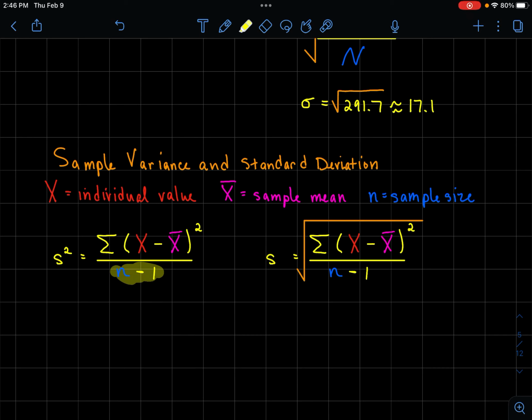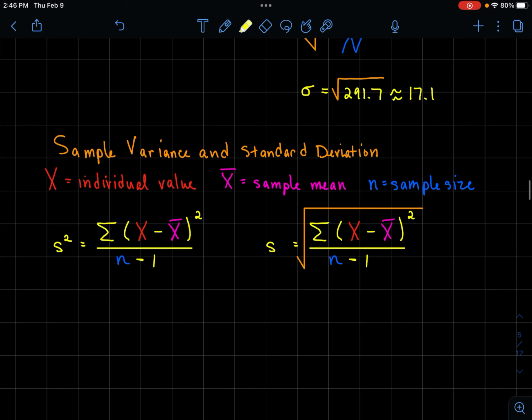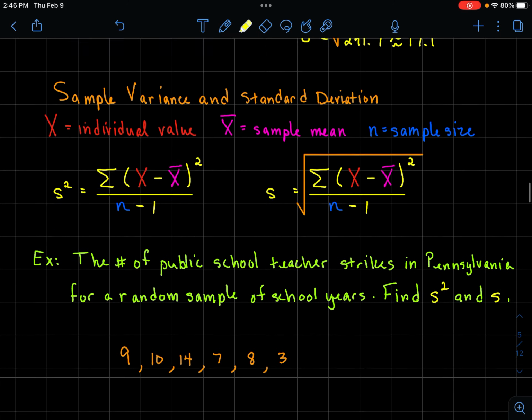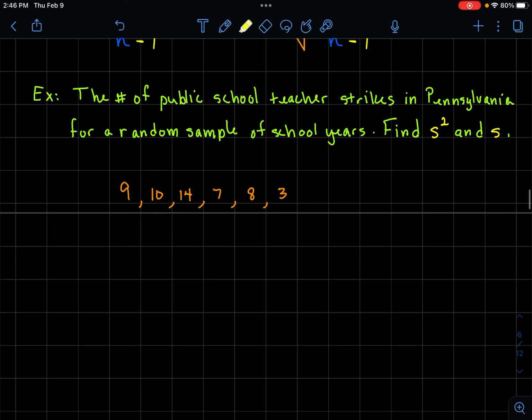A slight change here is that instead of dividing by n, being the entire population, we're going to subtract 1 from the sample size to come up with our variance and our standard deviation. But as far as calculating, all these steps are exactly the same. We still need to find the mean first, figure out our deviations, square those terms, add them all up and divide by n minus 1, and then we can do the square root to find the standard deviation.